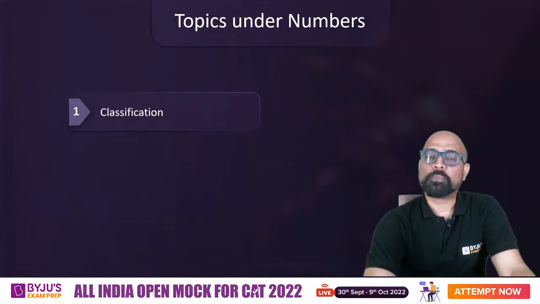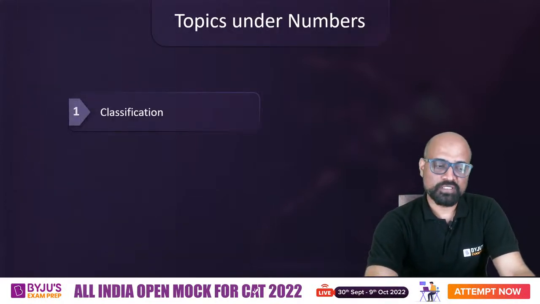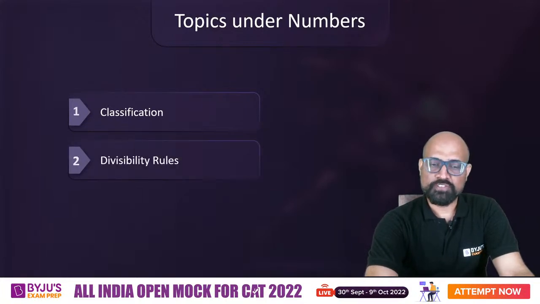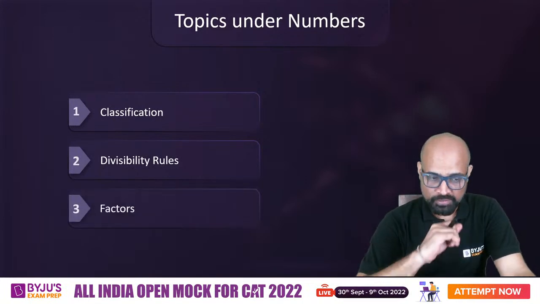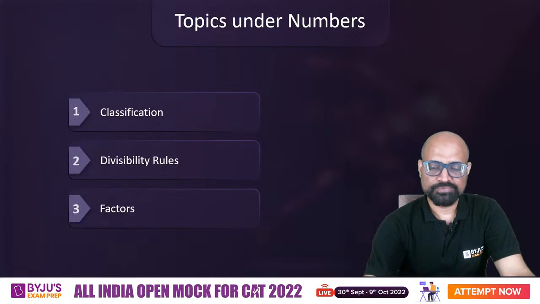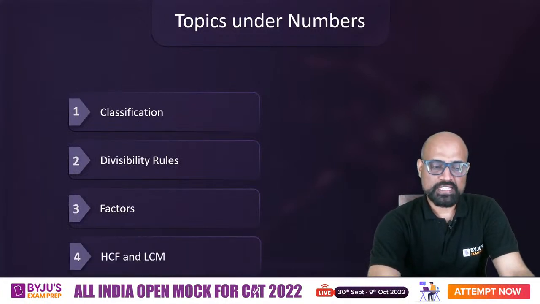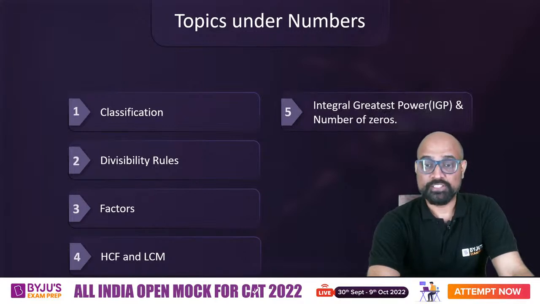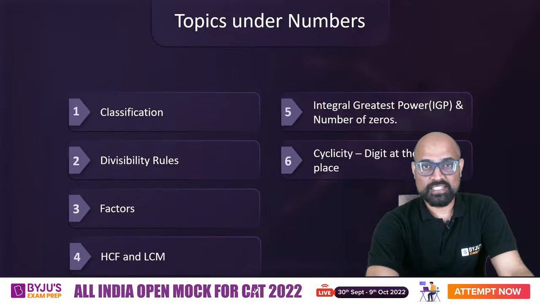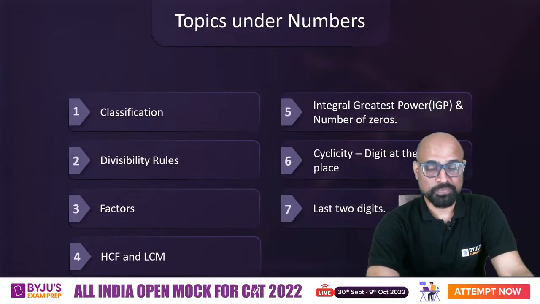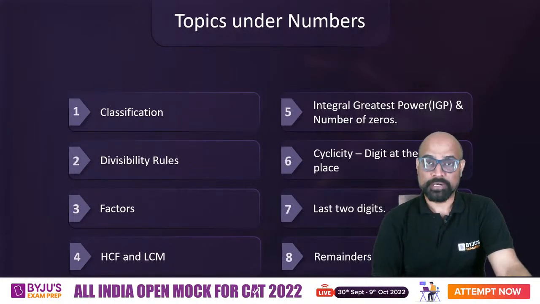So what are the different topics under numbers? The first thing that comes is classification of numbers. Then you have divisibility rules, then factors. You have HCF and LCM. You have factorials, number of trailing zeros. You have cyclicity, digits at units place, digits at last two places, and then you have remainders. So these all come under the topic numbers.